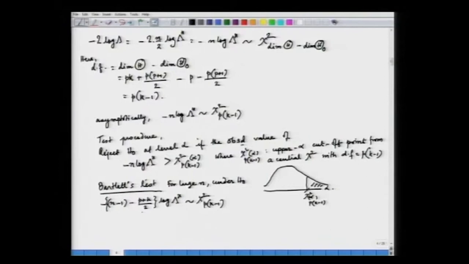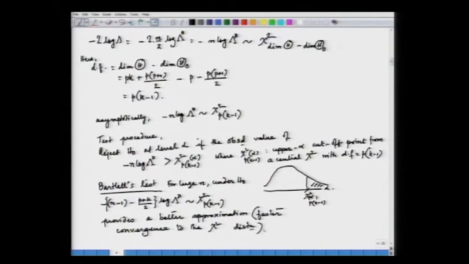So, this Bartlett's test provides a better approximation in the sense of faster convergence to the central chi-square distribution. Since it is an approximation, if we have something that gives a better approximation of faster convergence, and since this does not involve much of an extra labor from the usual likelihood ratio test, we might as well use the Bartlett's test.